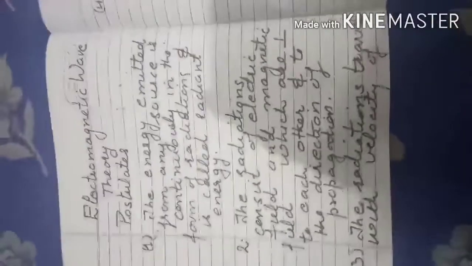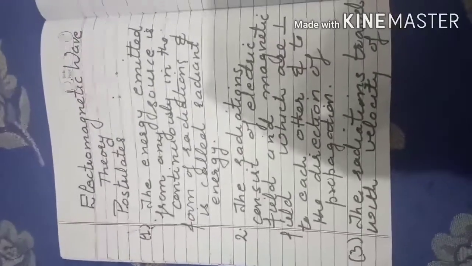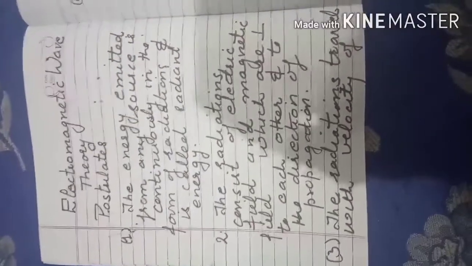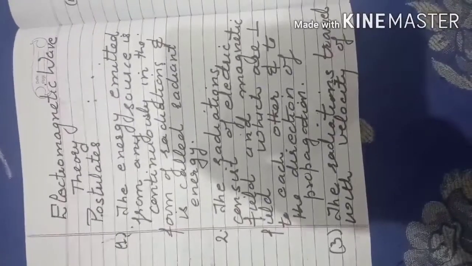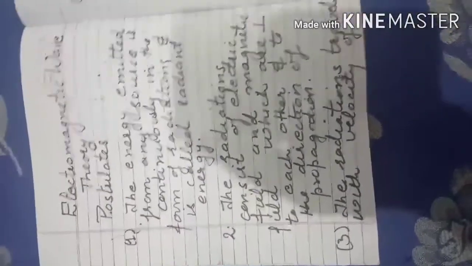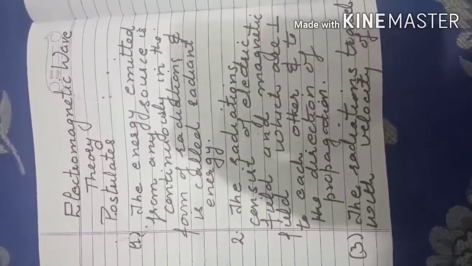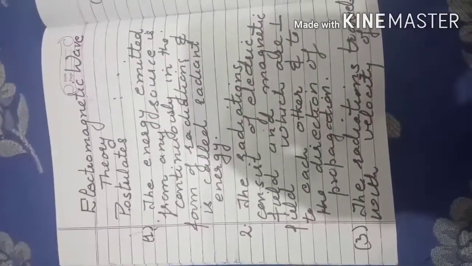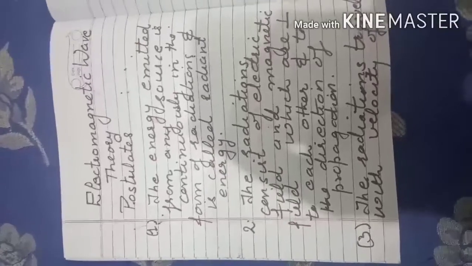Come to the next topic, electromagnetic wave theory. This theory was put forward by James Clerk Maxwell. There are certain postulates on which this theory depends. The first postulate: the energy emitted from any source, like a heated rod or the filament of a bulb through which electric current is passed, is emitted continuously in the form of radiations, and this is called radiant energy.